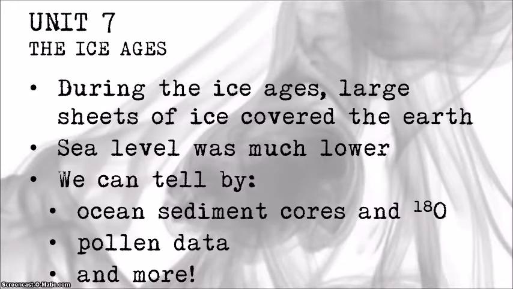So during the Ice Ages, large sheets of ice covered the Earth. Sea level was much lower. We know this because we can drill ocean sediment cores and look at the oxygen 18 concentrations. We can also look at pollen data, and there's so much more, but we don't have time for it today.